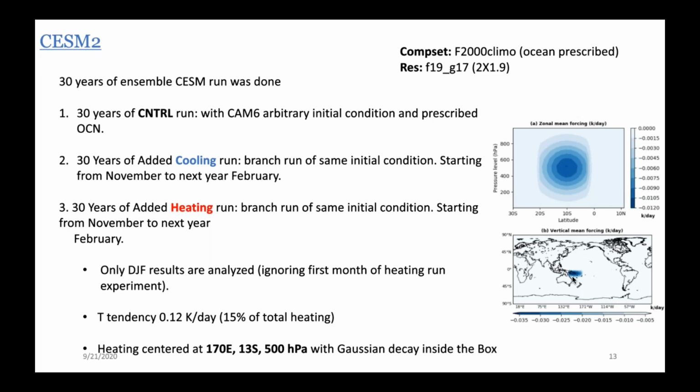So as a result, we're not forcing the circulation, but we are just suggesting the model create more heating or cooling over that region, and it tries to create it by itself. The 30 years of heating and cooling runs are seasonal runs started from November to the next year February. We only compare December, January, February, discarding the first month so that the model can stabilize. The maximum temperature tendency applied is 15% in the center, and then we Gaussian-decayed it near the edge of the box and over the top and bottom. The heating is centered around 170 degrees, 10 degrees south, and 550 hectopascal, which is over the SPCZ region.